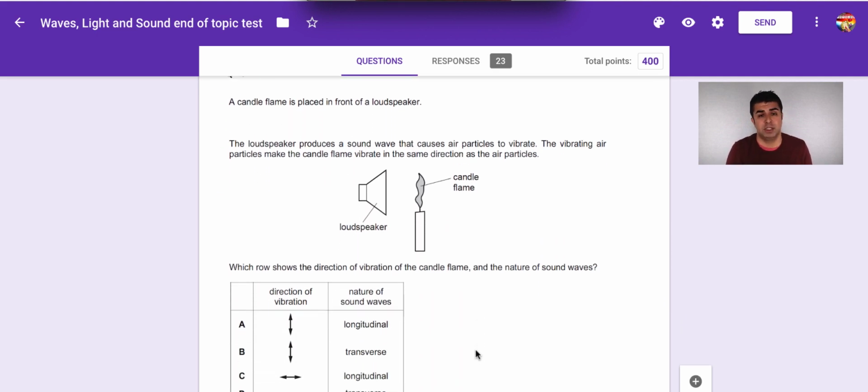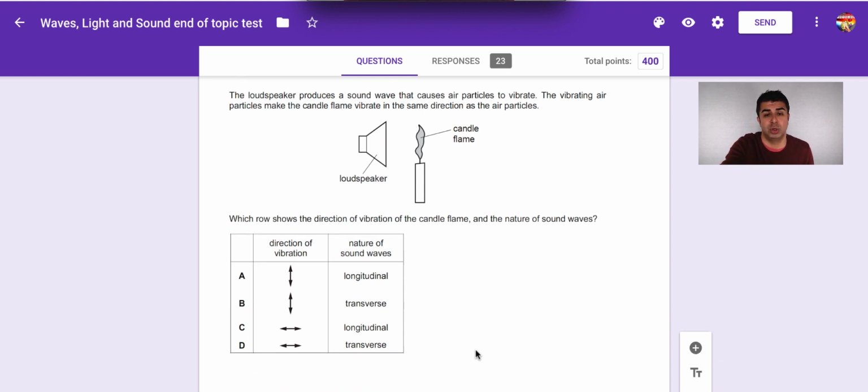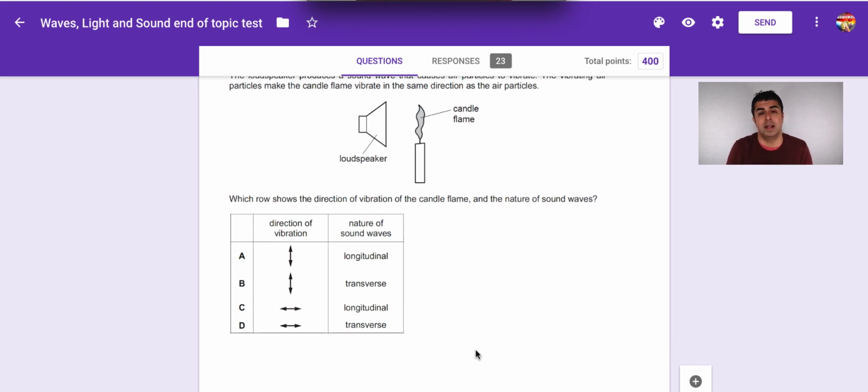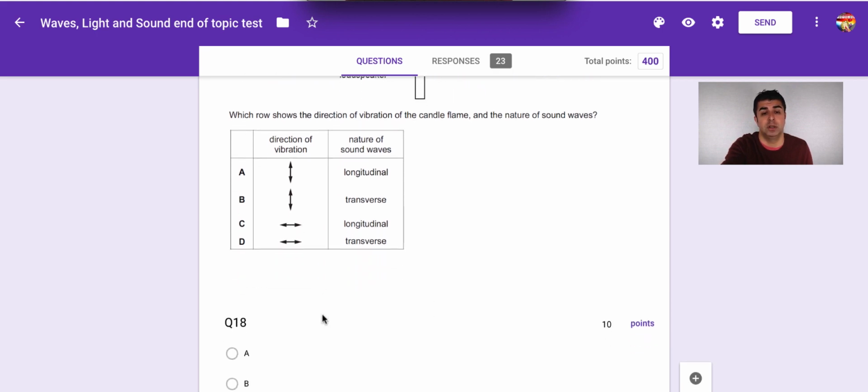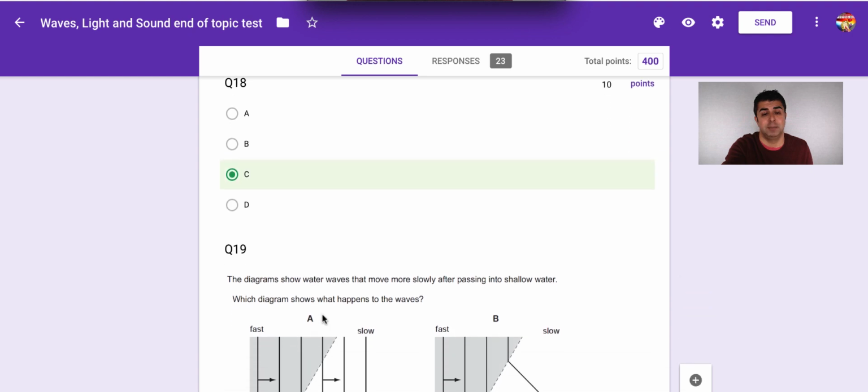A candle flame is placed in front of a loudspeaker. The loudspeaker produces a sound wave that causes air particles to vibrate. The vibrating air particles make the candle flame vibrate in the same direction as the air particles. Which row shows the direction of vibration of the candle flame and the nature of sound waves? Well, sound waves are longitudinal, and they vibrate parallel to the direction of travel. So we're looking for something that moves left and right and is longitudinal. So the answer is C.